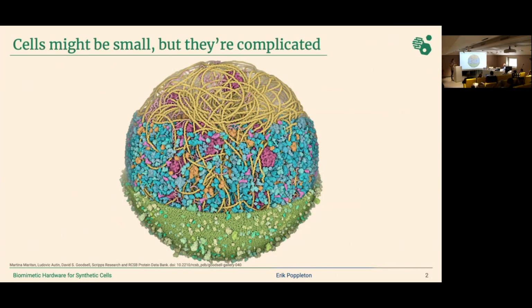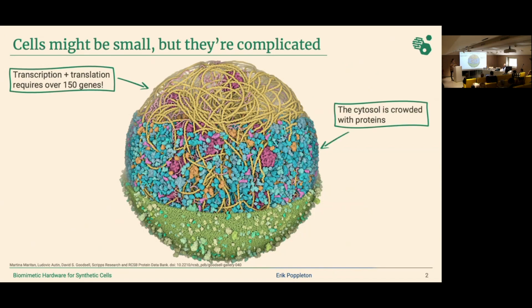And so if we look at this artist rendition of the minimal cell, we still have a transcription and translation system, which is over 150 genes, stored in a spaghetti mess of DNA and proteins attaching to that, and RNA coming off the DNA, then translating into proteins. And if you look at the cytosol, it's crowded with proteins just engaging in metabolism, engaging in signaling. There's a lot of stuff happening. Stuff has to diffuse through the cytosol. Things have to find their binding partners. It's all a very complex, noisy system.